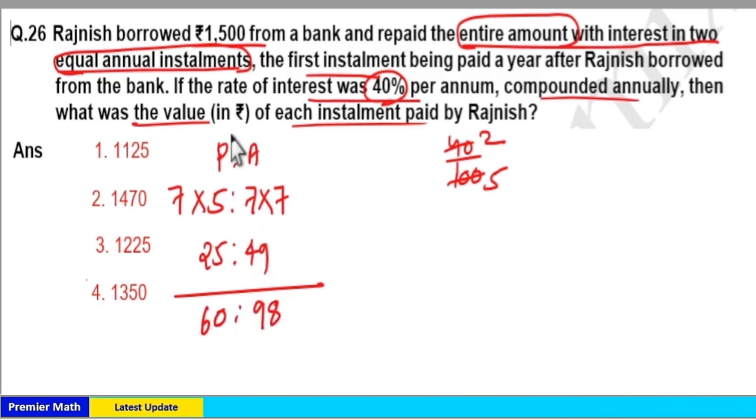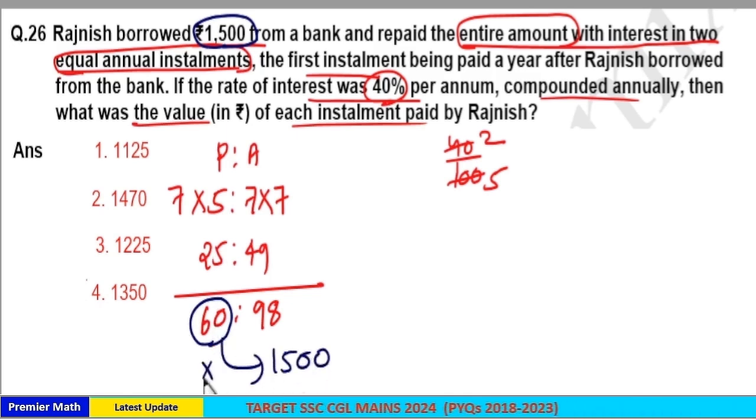That is, here in question, principal is given as 1500. In ratio, principal is 60 part. Total principal is 60 part. So 60 part is equal to 1500. 60 into 25 is equal to 1500, which means 49 part is the amount paid back in 1 year.